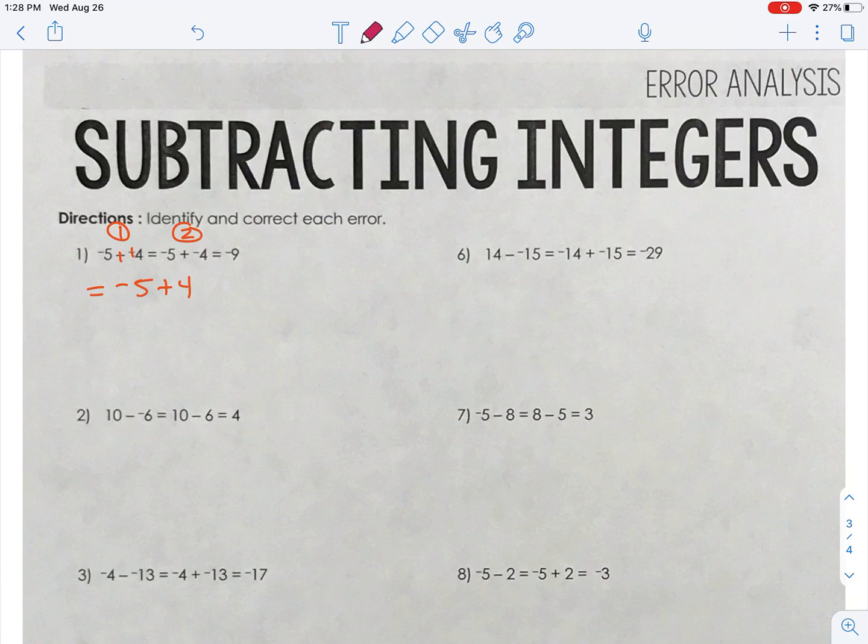Okay, so from here, the signs are different. The 5 is negative, the 4 is positive, so I need to subtract. I'm going to put the bigger number on top. 5 minus 4, we already said, is 1. However, this time, when I look at 5 and 4, 5 is still the bigger number, but this time the bigger number is a negative number, so I have an answer of -1.